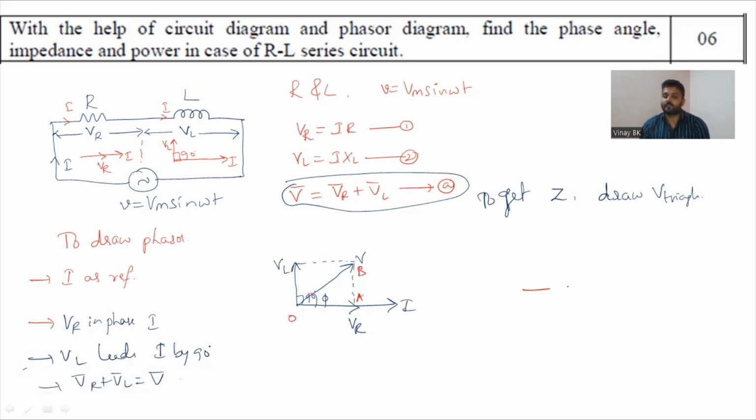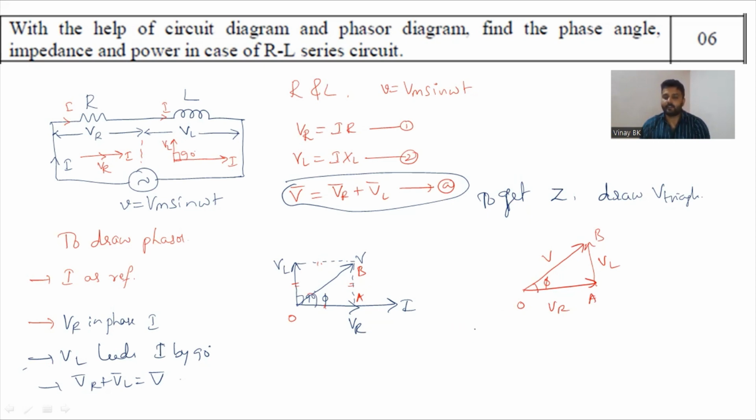O to A represents VR, and A to B represents VL. These two sides are the same, horizontal lines will be the same and vertical lines also the same, equivalent. So OA is nothing but VR, and AB represents VL, and by adding these two, you get the total voltage V. That is, OB is nothing but V at an angle of phi. So with the help of this voltage triangle, you are getting impedance.